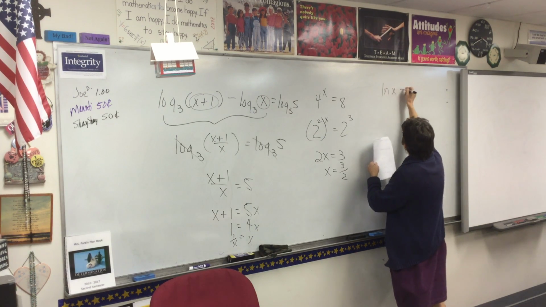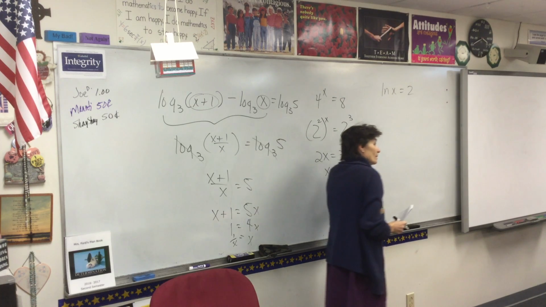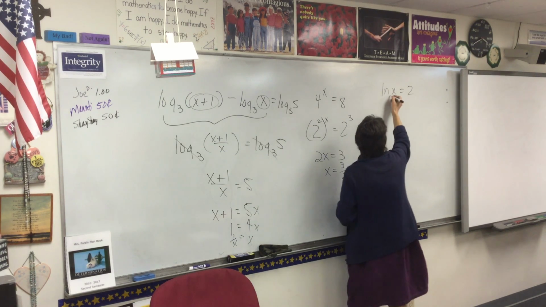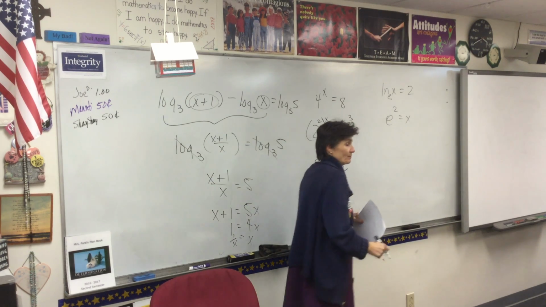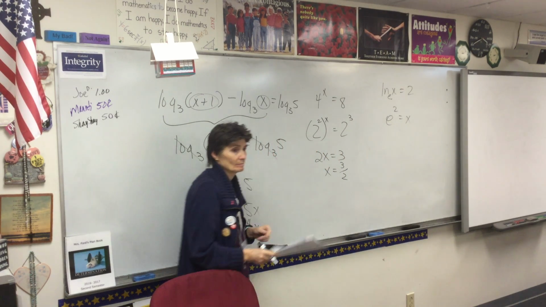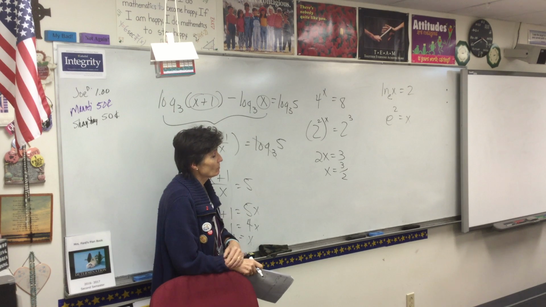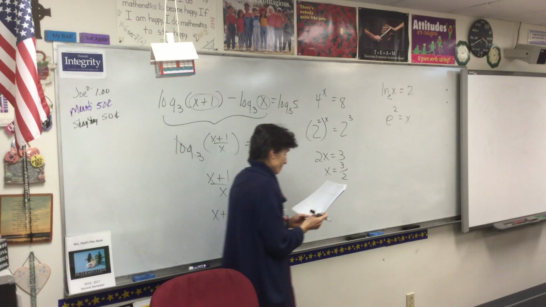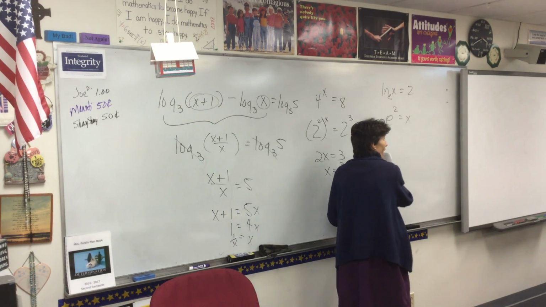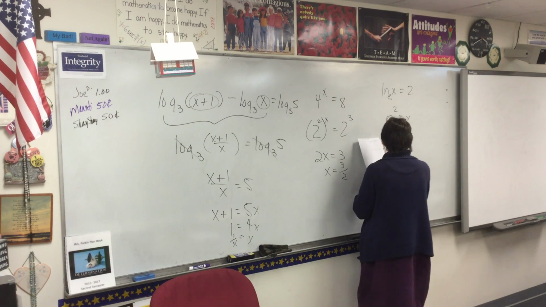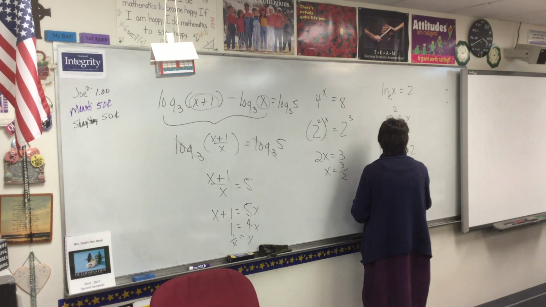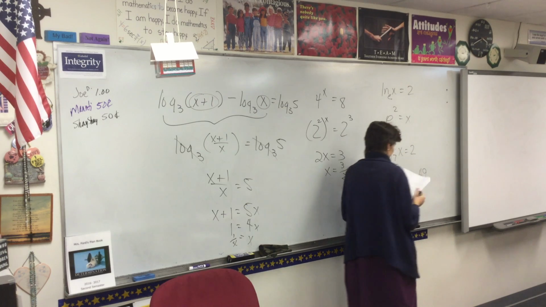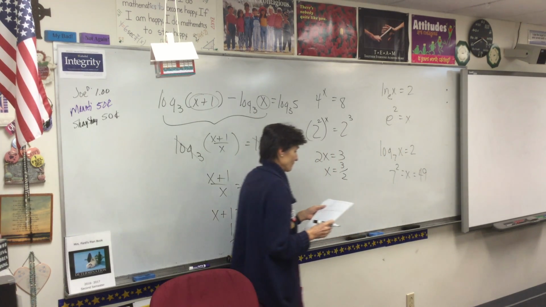ln x equals 2. Base e. The base is e, so e squared equals x, and that's your answer. That's all. And then, oh my goodness, another very simple one. 7 to the second equals x, so the answer is 49.